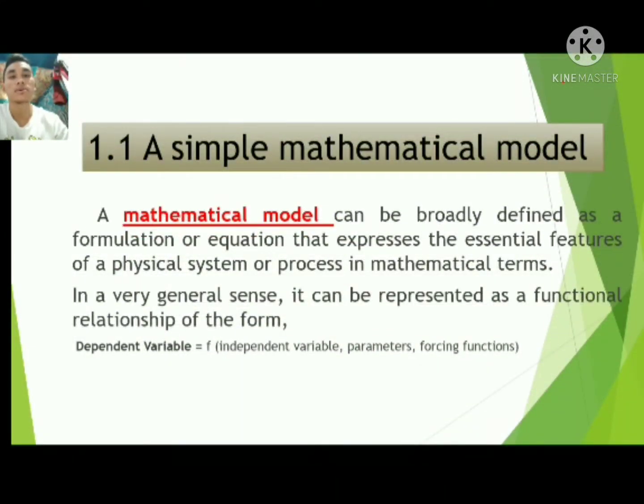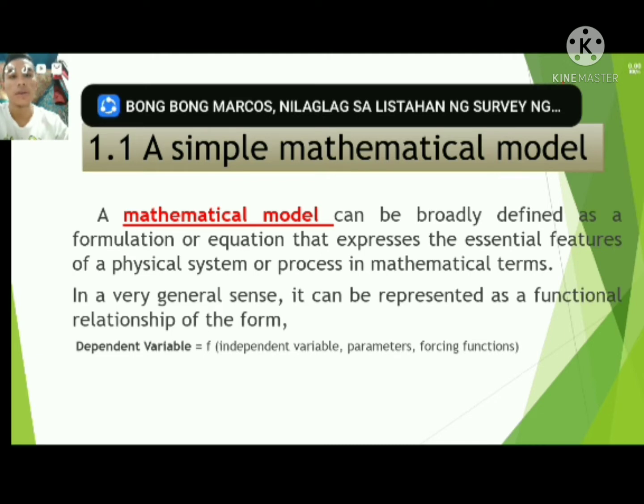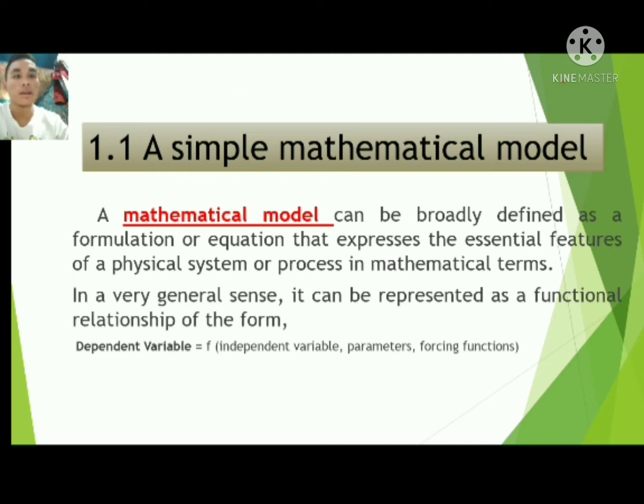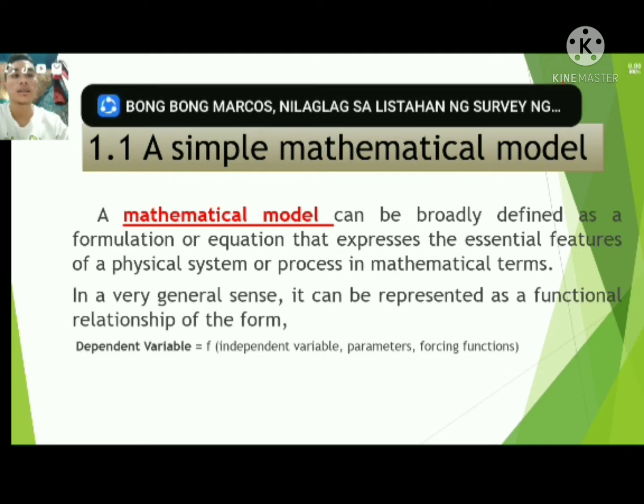1.1 Simple mathematical model. A mathematical model can be broadly defined as a formulation or equation that expresses the essential features of a physical system or process in mathematical terms. So, a mathematical model is broadly defined to express the physical system or process in mathematical terms. In a very general sense, it can be represented as a functional relationship of the form: dependent variable is equal to f of independent variables, parameters, forcing functions.